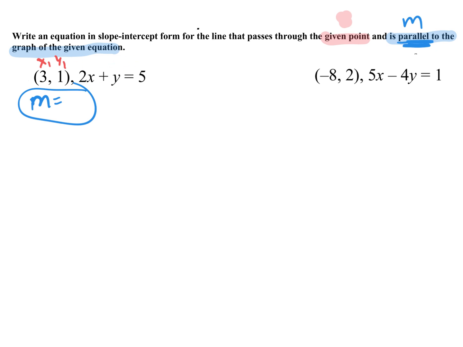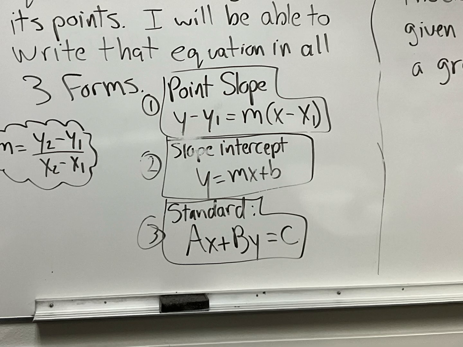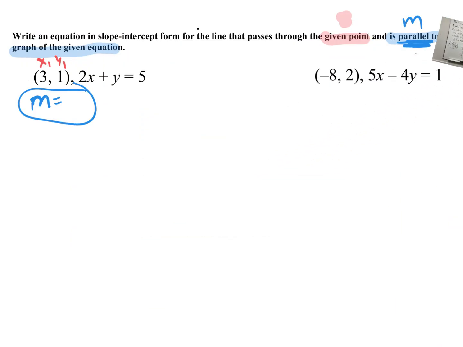So first, get it in slope-intercept form so you can see the m. The only way you can see m is if it's in point-slope form or slope-intercept form. When it's in point-slope form, you can see the m. When it's in slope-intercept form, you can see the m. And the equation that I gave you is in standard form, and you cannot see the m right there, okay? So what we want to do is change your standard form and get y by itself. That way you can actually identify what the m actually is, okay?